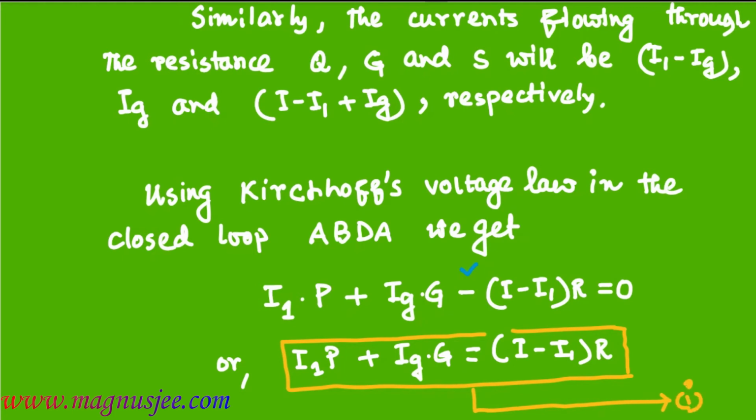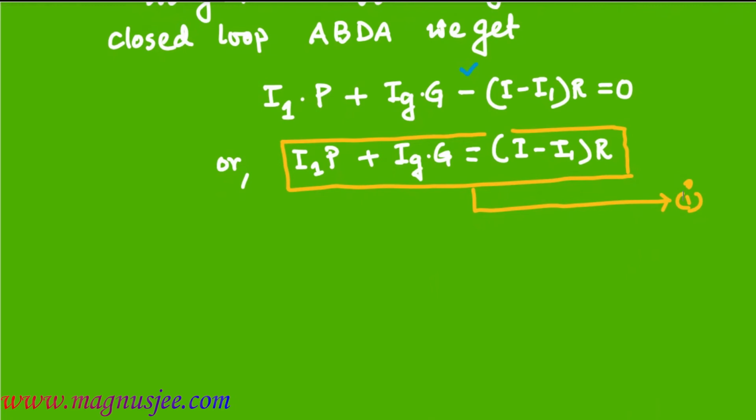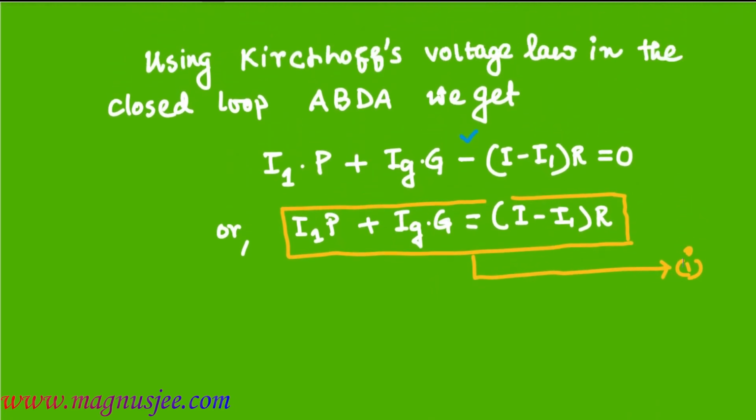The third potential drop, that is (I minus I1) into R, will be negative because we are traveling from D to A, but the current I minus I1 is flowing in the opposite direction. That's why this potential difference (I minus I1) into R will be negative.